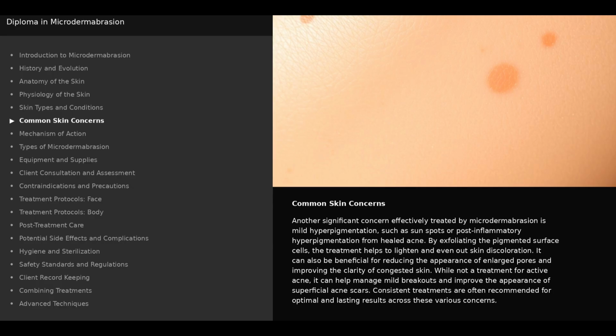While not a treatment for active acne, it can help manage mild breakouts and improve the appearance of superficial acne scars. Consistent treatments are often recommended for optimal and lasting results across these various concerns.